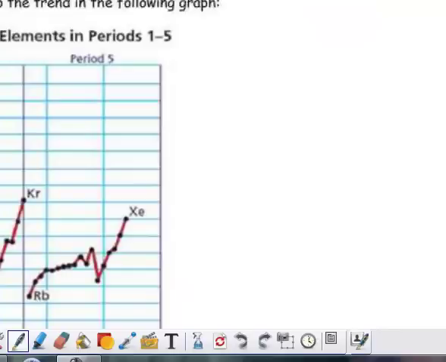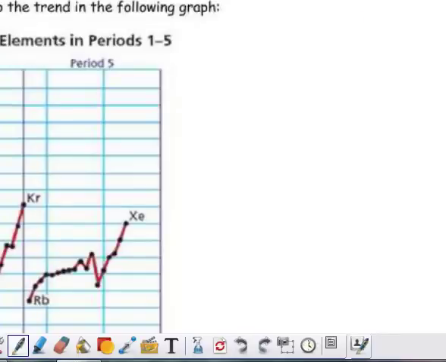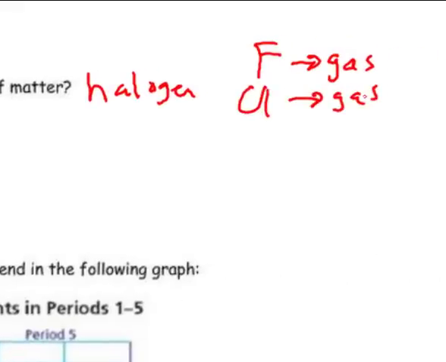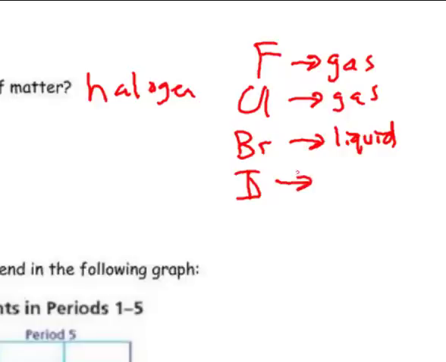Multiple choice. Okay. Which group contains all three states of matter? The only one that does are the halogens. The halogens start with F, which is a gas. Right below F is chlorine, which is a gas. And we're talking at room temperature. Then there's bromine, which is a liquid at room temperature. And then there's iodine, and there's astatine at the bottom, but we don't usually mention astatine much, radioactive sucker. And that is a solid. So both of those are solid.